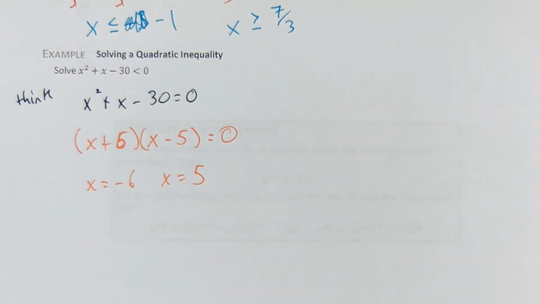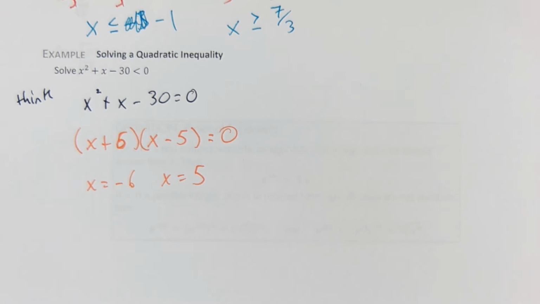But here's our problem. The question didn't say, where does this quadratic equal 0? What it said was, when is this quadratic less than 0? So what do we do? Do you say x is less than negative 6 and x is less than 5? Well, no, that doesn't make any sense, because all the numbers that are less than negative 6 are less than 5. So why would you say that?